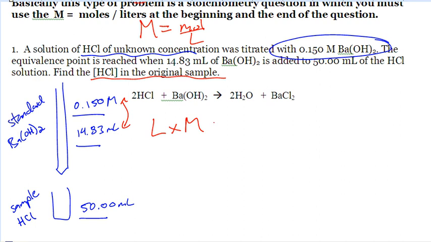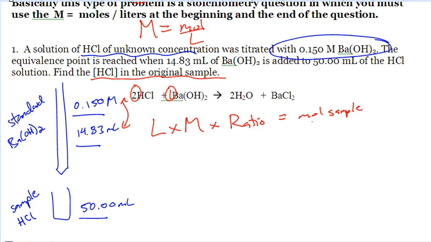You want to convert that moles into moles of something else with the ratio, the 2 and the 1. You will end up with moles of something new. And this is actually moles of your sample, because that's what we're trying to solve.